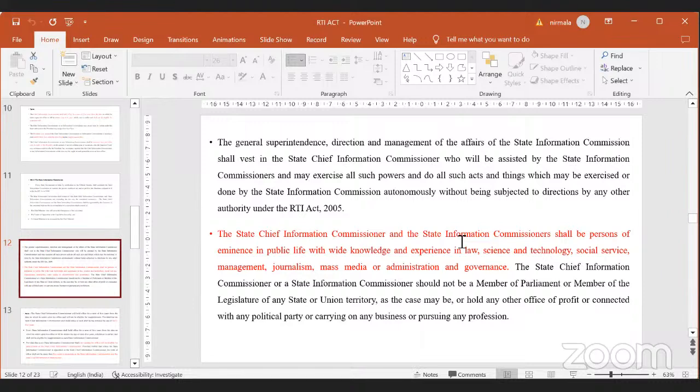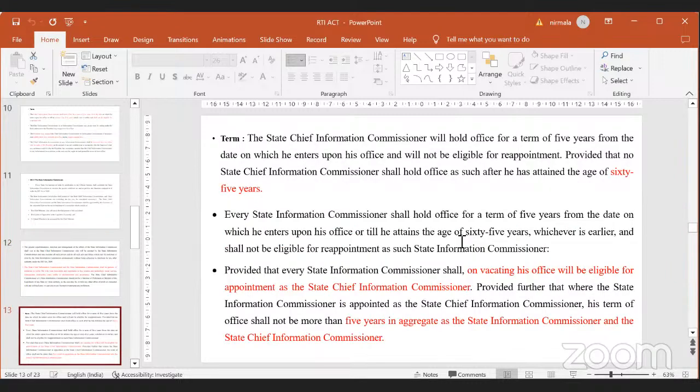The State Information Commissioners shall hold office for a term of 5 years from the date of taking over the charge as the Information Commissioner of the State Information Commission, or till they attain the age of 65 years, whichever is earlier, and shall not be eligible for reappointment as State Information Commissioner. Provided that the State Information Commissioner shall, on vacating his office, be eligible for appointment as the State Chief Information Commissioner, but in aggregate, the person should only hold office for a term of 5 years as a State Information Commissioner and State Chief Information Commissioner of the State Information Commission.